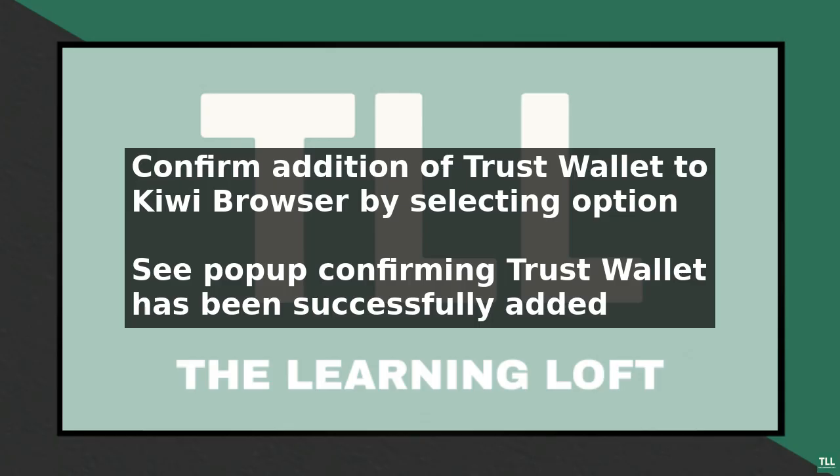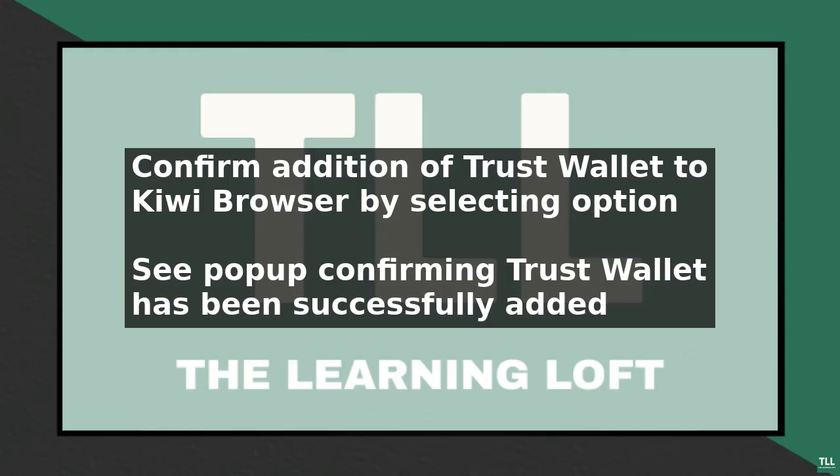Next, to access Trust Wallet, you need to go to the Kiwi browser settings. Click on the three dots at the top right corner of the browser window and select Extensions. You will see Trust Wallet listed in the extensions list.